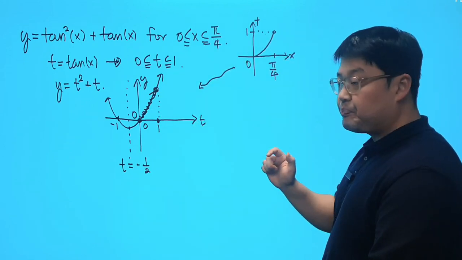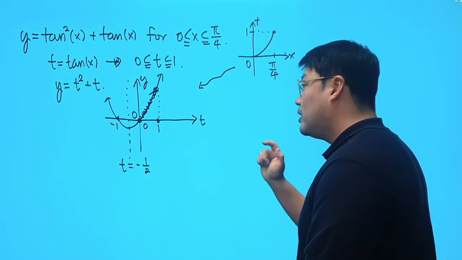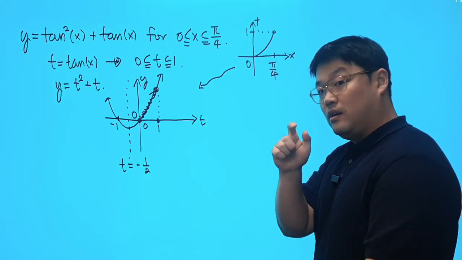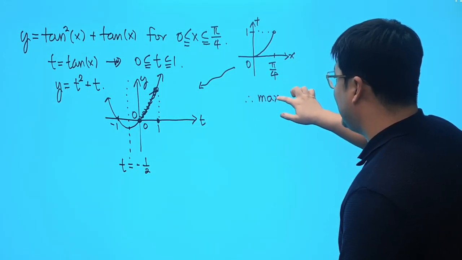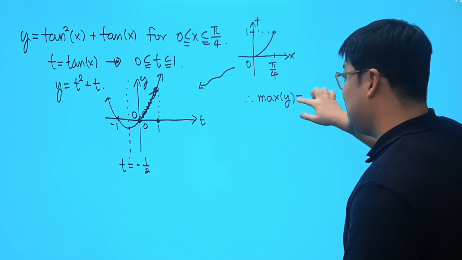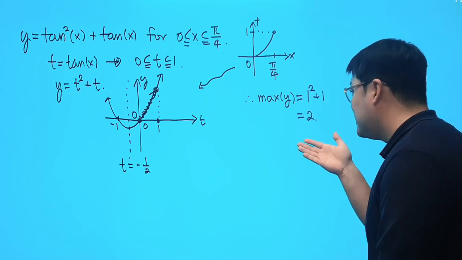We understand that the maximum possible value of y will occur when t equals 1. So that being said, we end up getting the maximum possible value of y is 1 squared plus 1, which is going to be 2, and that shall be it.